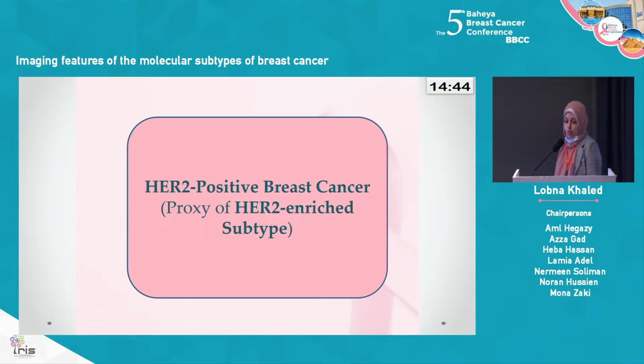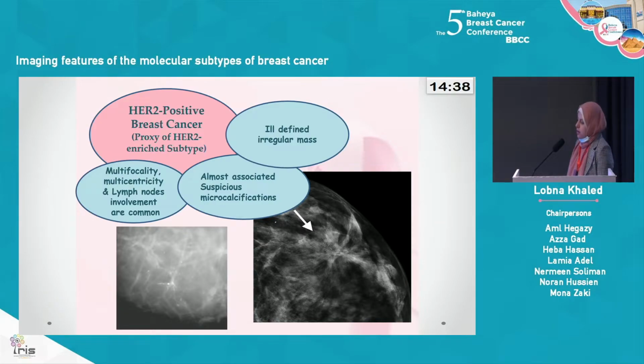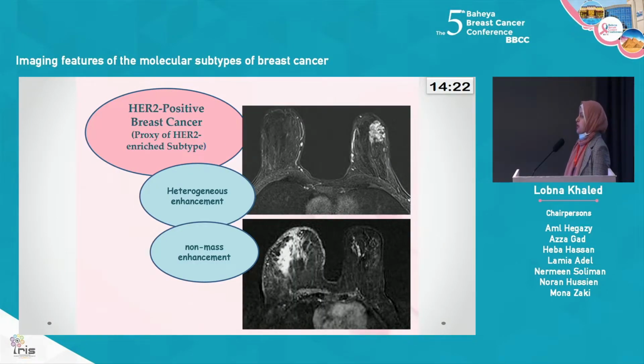Next type, HER2 positive breast cancer, proxy of HER2 enriched subtype. They usually present as an irregular mass, almost always associated with suspicious microcalcifications. Multifocality, multicentricity, and lymph node involvement are common in this type. In MRI, usually presented by heterogeneous mass enhancement. Also, other studies reported non-mass enhancement as a significant presentation.